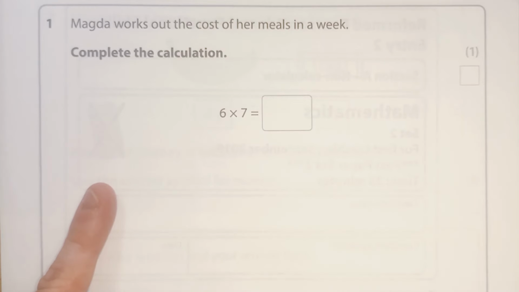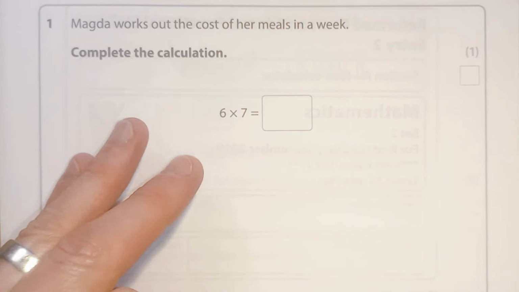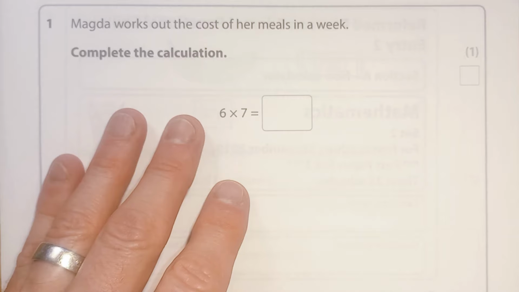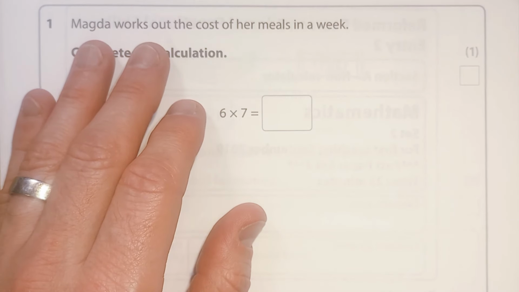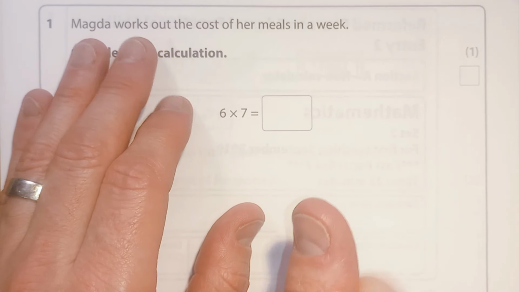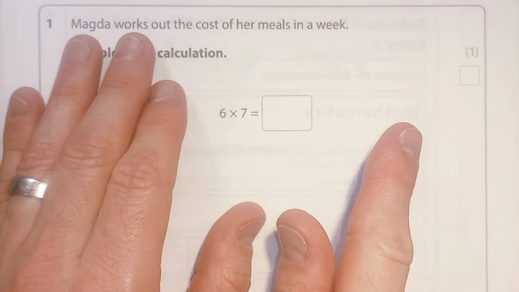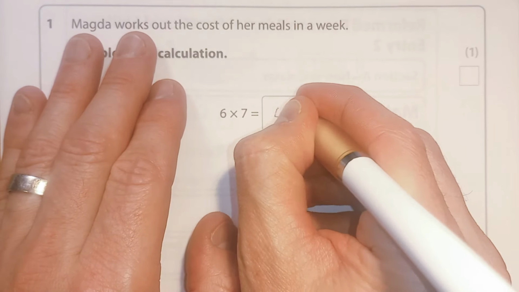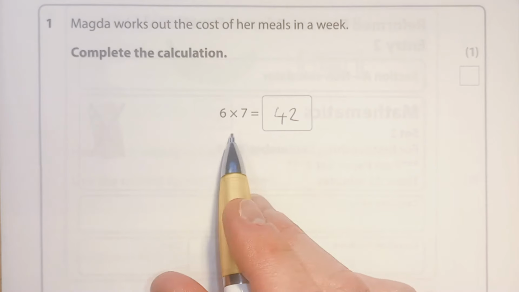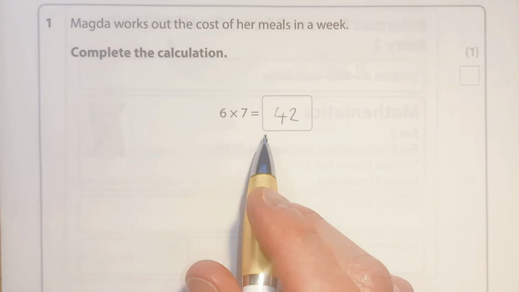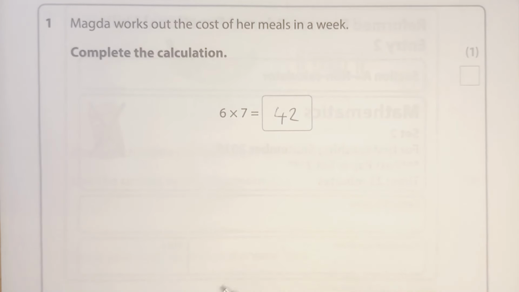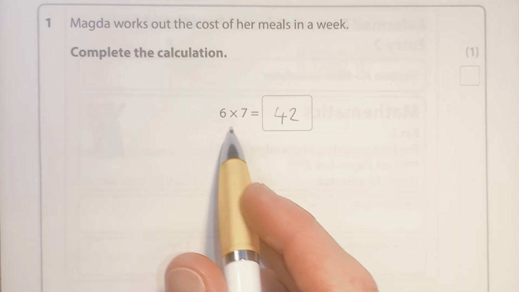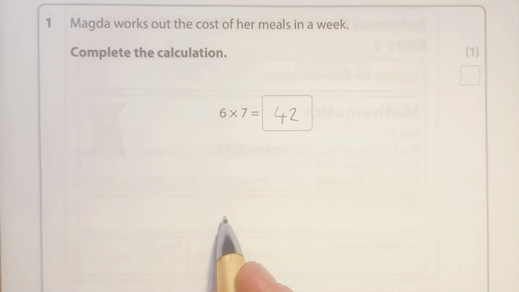So we've got 6, 12, 18, 24, 30, 36, 42. That's our 7 sixes. And remember, if you can't remember all of them, if you get stuck at 3 sixes or 4 sixes, you can then just count on. So as long as we're doing 6 lots of 7s or 7 lots of 6s, eventually we'll get up to 42.